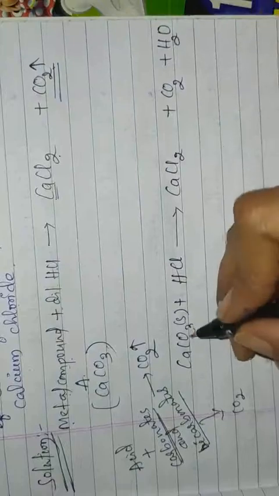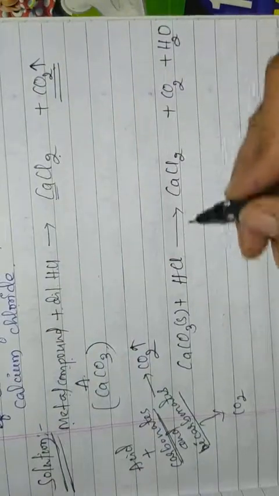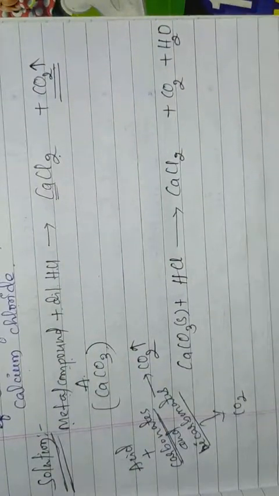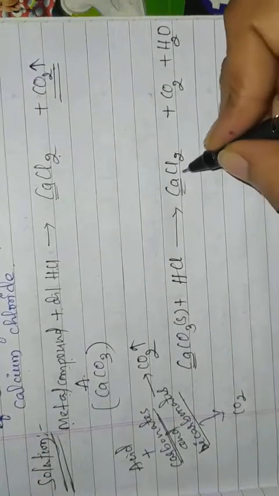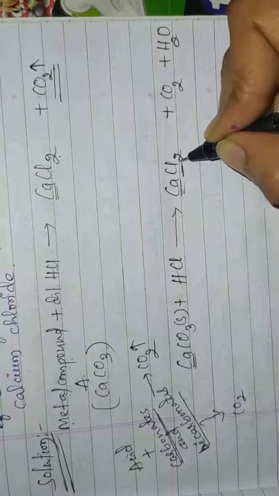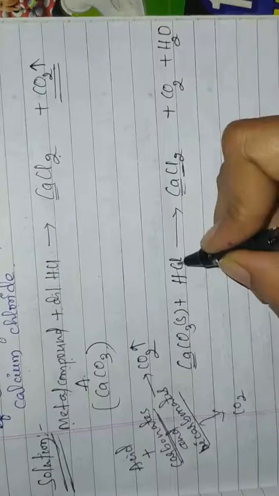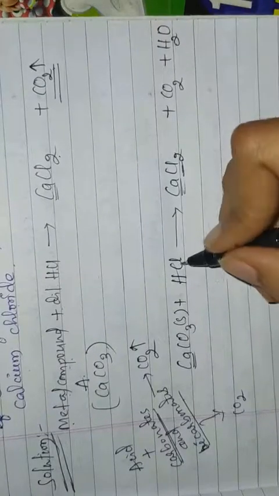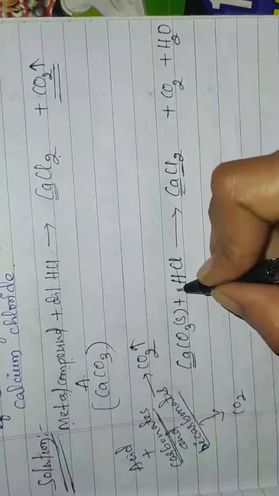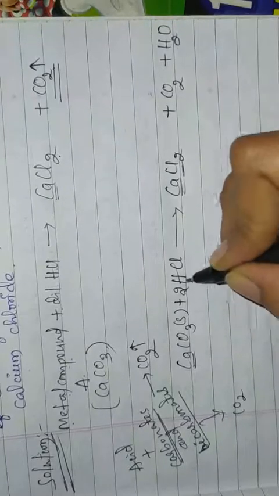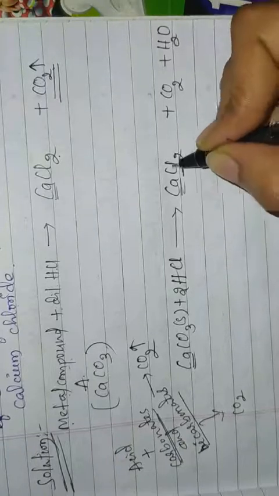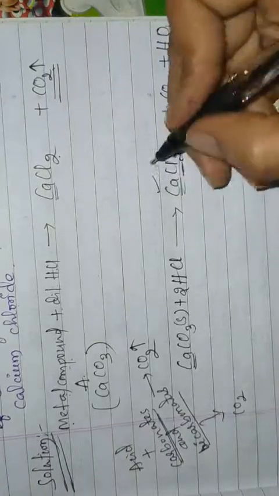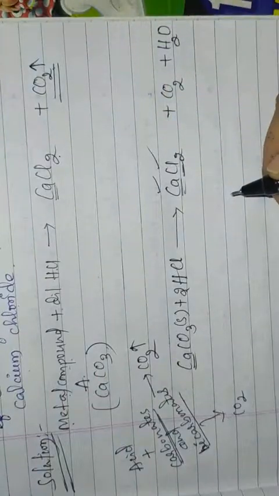Now we have written the chemical equation. Now we have to balance it. Calcium 1, calcium 1. In the product, 2 chlorine atoms are there, but on the reactant side only 1 chlorine is there. So here we have to multiply by 2. Now count the chlorine atoms. Here 2 chlorine, here also 2 chlorine. Calcium and chlorine atoms are balanced.